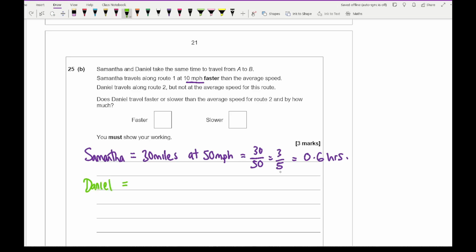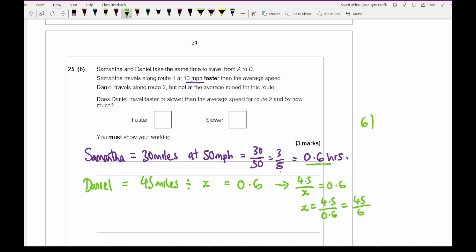Now for Daniel, well, he's travelling along route 2, and route 2 is 45 miles. And we don't know what speed he's travelling at, so we're just going to call that x, but we do know that it takes the same amount of time, so it's 0.6. So converting this into a fraction, we get 45 over x equals 0.6. So then doing a bit of rearranging, I get x equals 45 divided by 0.6. So from this, I get 450 divided by 6.